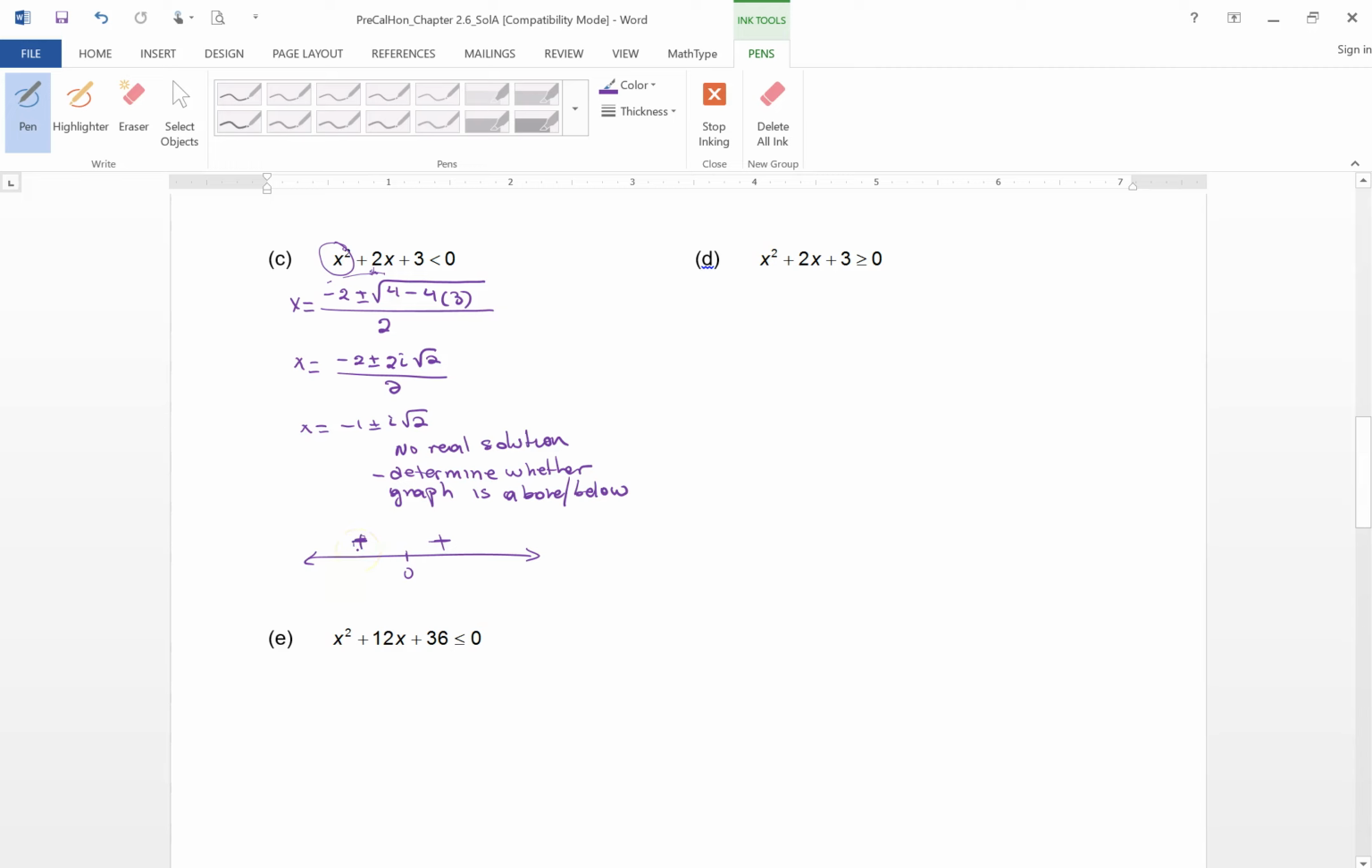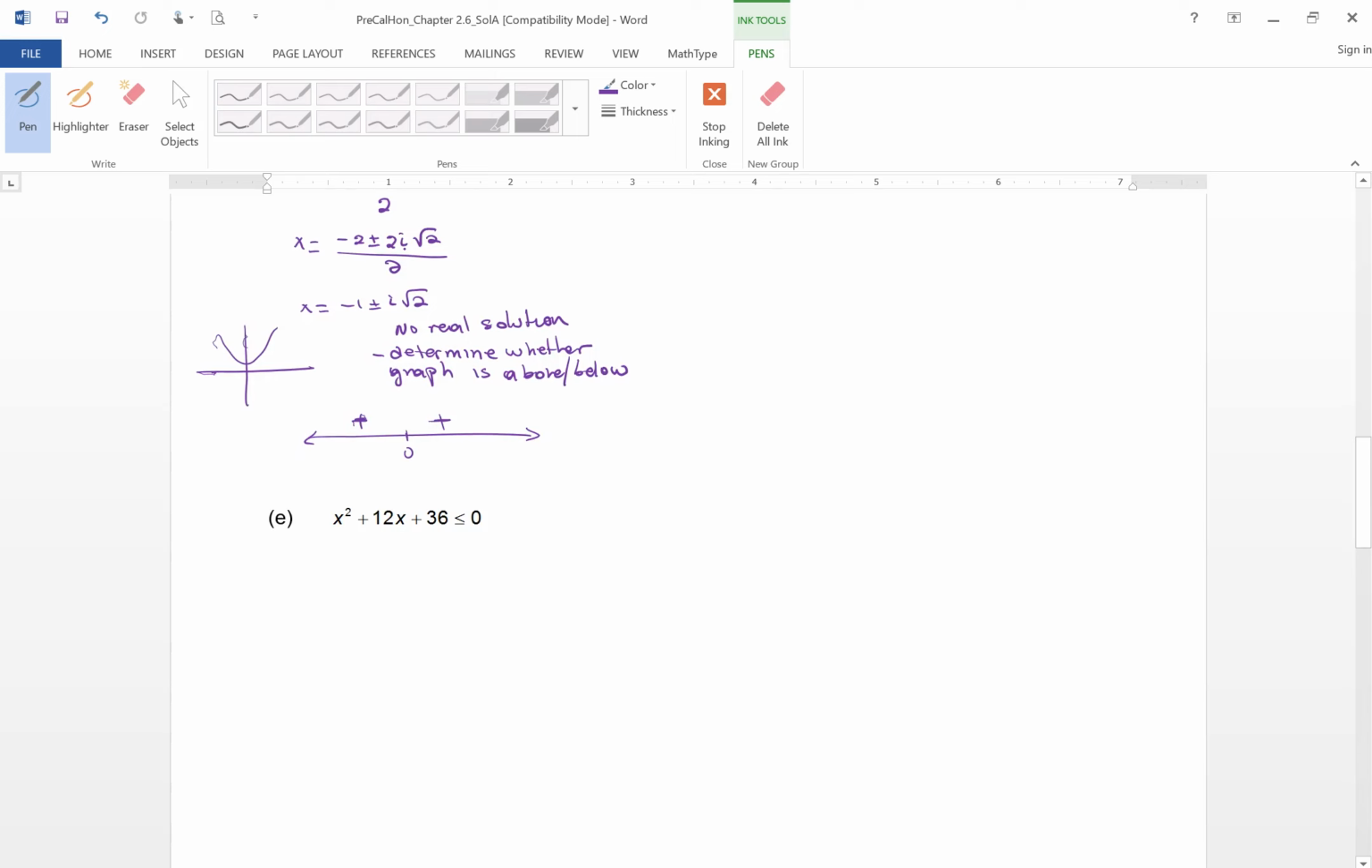That means multiplicity doesn't apply because you don't have a real zero. What this means is the function is positive everywhere. The function always resides above the x-axis. Okay? So what we want here, though, is the negative region. That means it's no solution. The function is positive everywhere, so it's no solution.